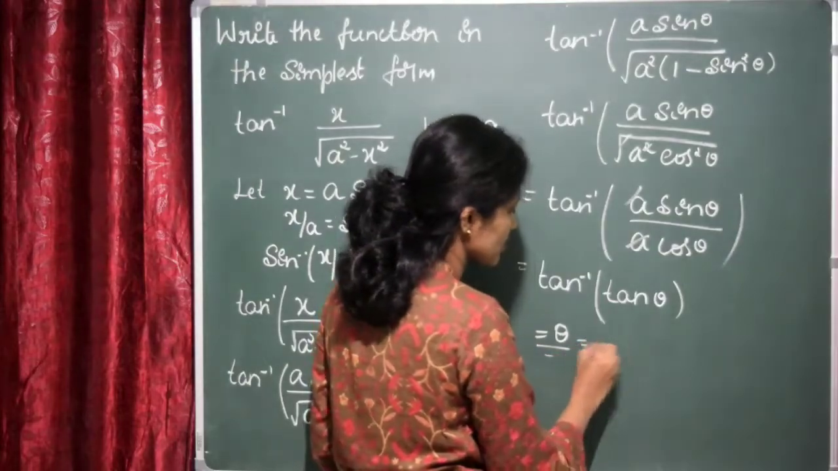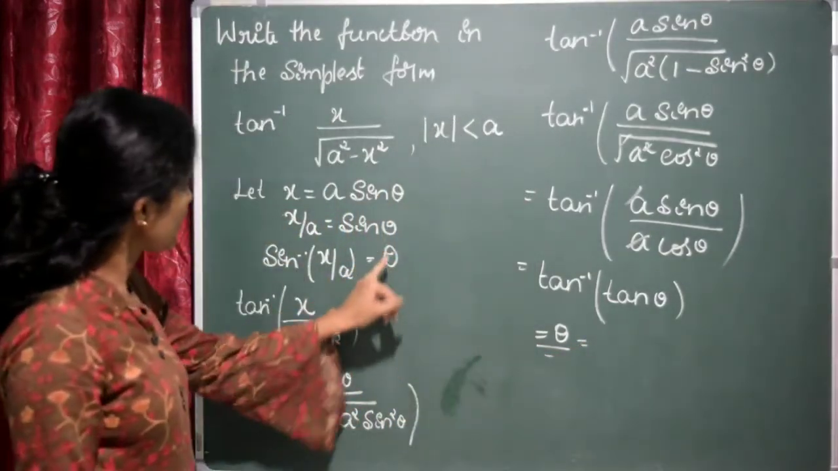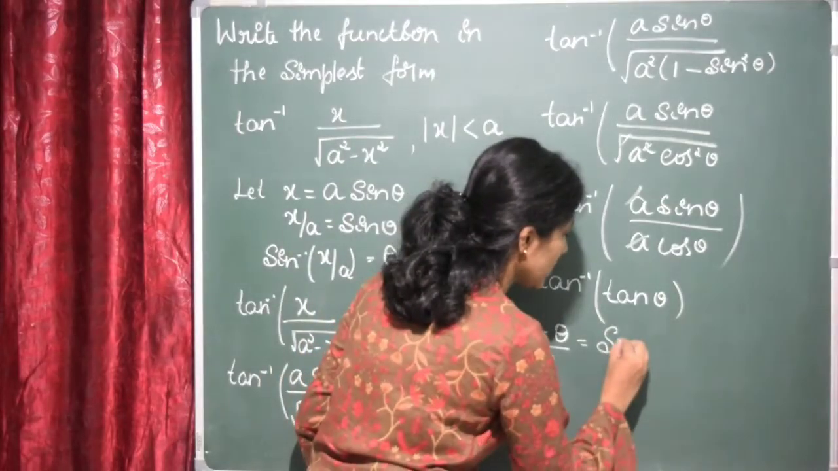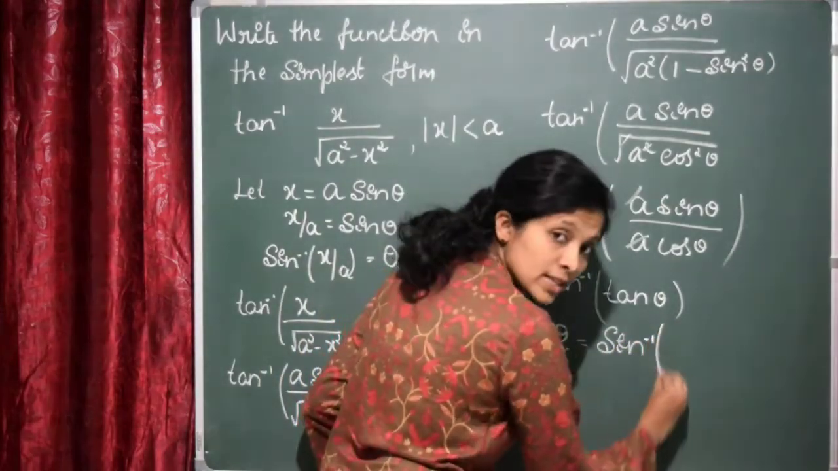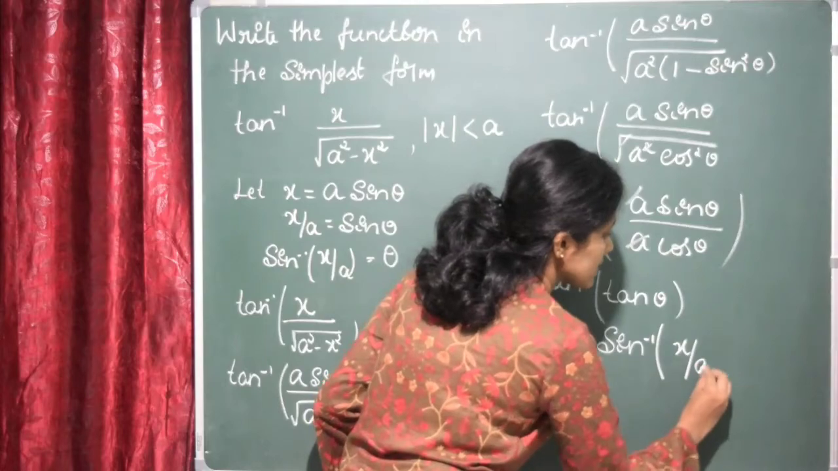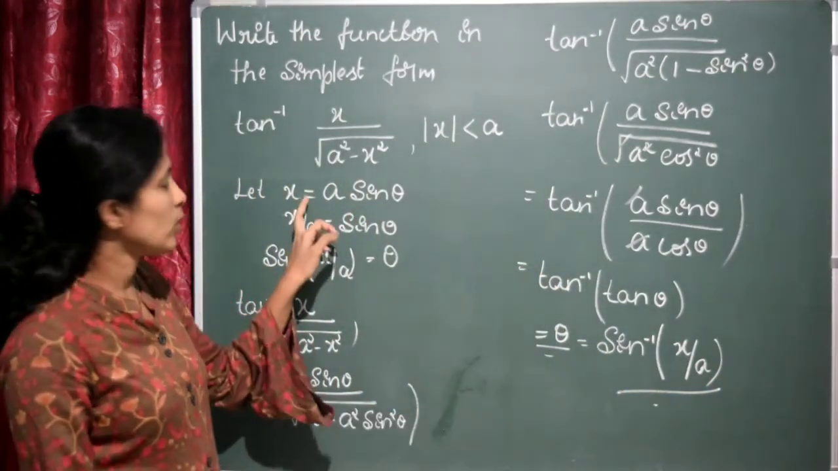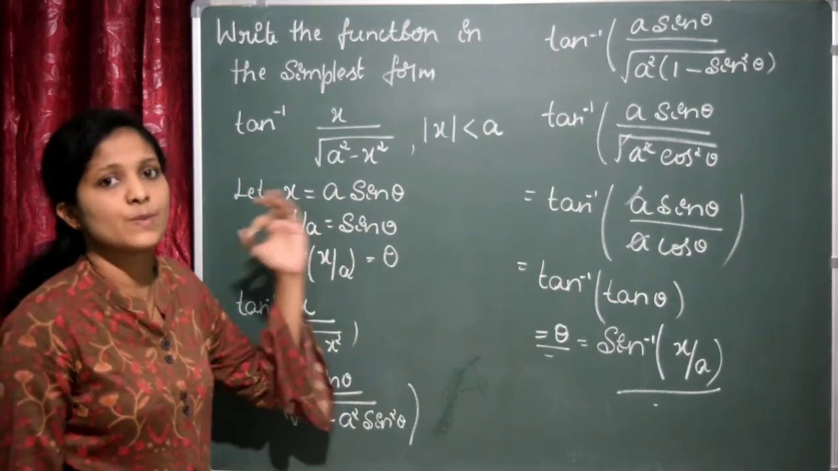After this you have to substitute the value of theta. What is theta? Theta will be sin inverse of x by a. This is important here. You have to substitute the value of theta, sin inverse of x by a. This is the simplest form of the given question. I hope you understood this one. Only the thing is you have to remember what the substitution you can give.